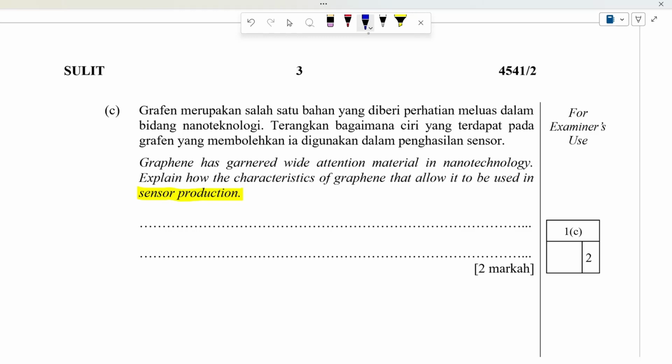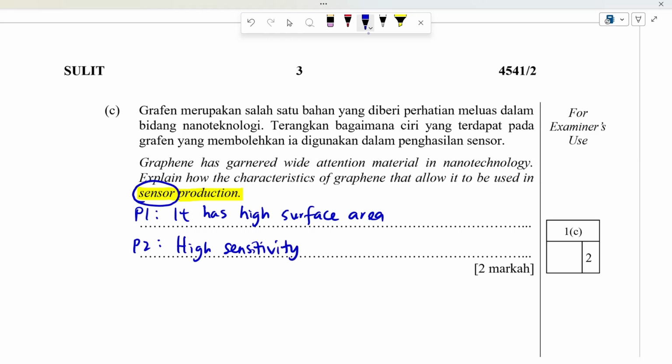First, we mentioned about that. Point number 1. It has high surface area. Surface area, luas permukaan yang tinggi ya. So point number 2, so that it has what? High sensitivity. So that's why we can use it as a sensor. So we've related to the properties of the sensor.